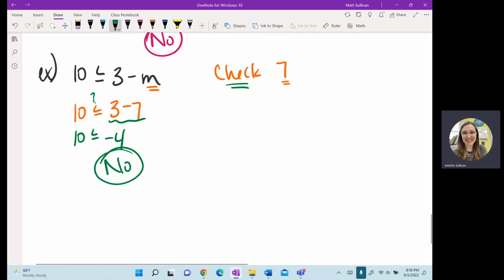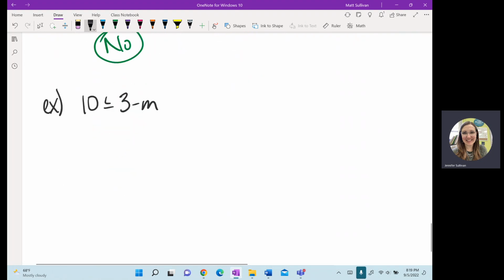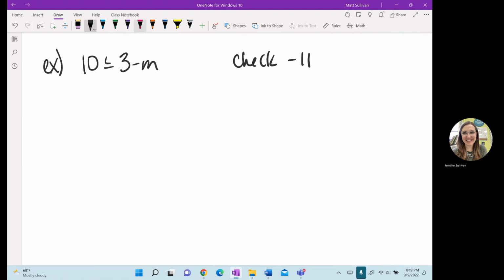Okay, well, what would a true statement look like? Well, let's keep using the same expression, 10 less than or equal to 3 minus m. Let's use that inequality, but this time, let's check to see if -11 is going to work. So we're going to plug -11 in for my m. Okay, here's where I see lots of mistakes. So let's talk about substitution.